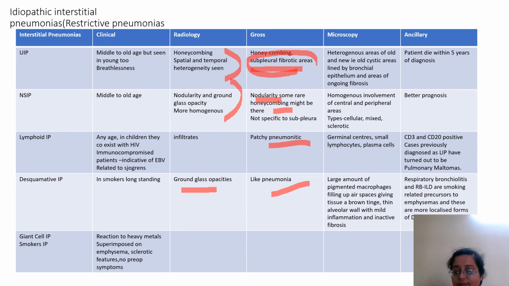Now, what are the other prognostic factors in UIP? Not very good. Patient will die within 5 years. NSIP, which is more, what shall I say, homogeneous, has a better prognosis. Lymphoid always go for 20 and 3, and to differentiate from pulmonary maltomas. Desquamative, respiratory bronchiolitis and RBILD are smoking related precursors to emphysema. So in the late stages again, the smoking lung becomes emphysematous, fibrosis can happen, meaning the long term outcome is not very good.